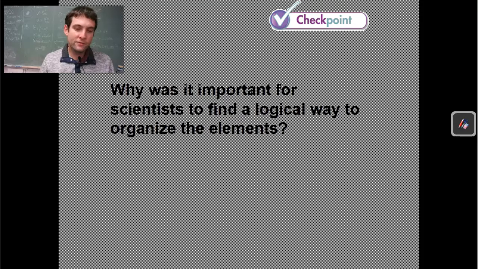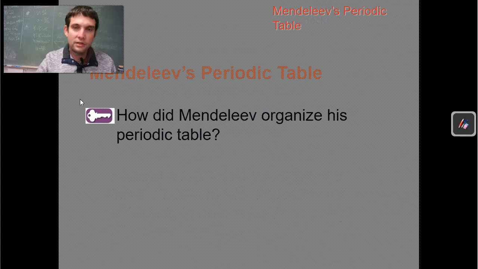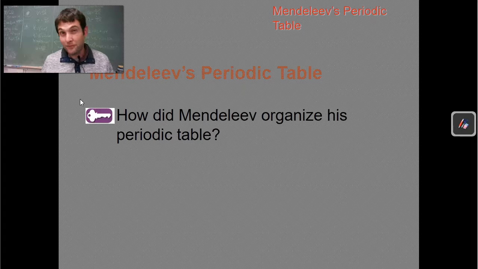Now, why is it important for scientists to organize elements in a logical way? Finding a logical way to organize the elements made it possible for scientists to determine how many elements they were looking for. Imagine you're searching for something, you're using these proven scientific processes to discover new elements, but you have no idea where to even go.